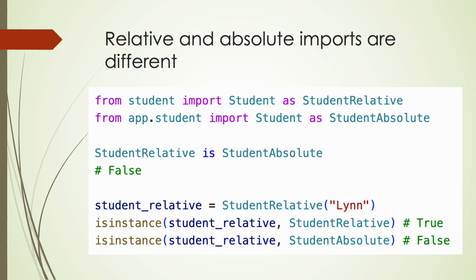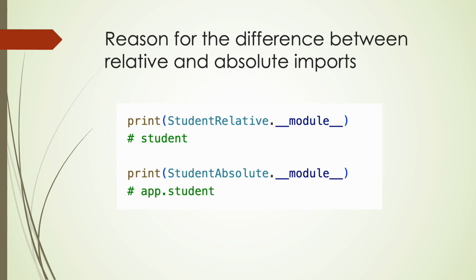Interesting. But why? Well, it happens because student relative and student absolute are in different namespaces since they come from different modules. You can inspect the module of a class in Python using the module magical property. It shows student relative and student absolute are imported from different modules and are thus in different namespaces. Therefore, it should be noted that the import paths do matter a lot in Python.